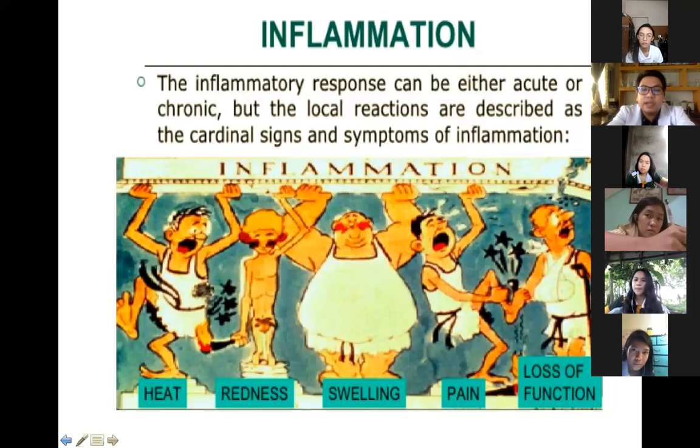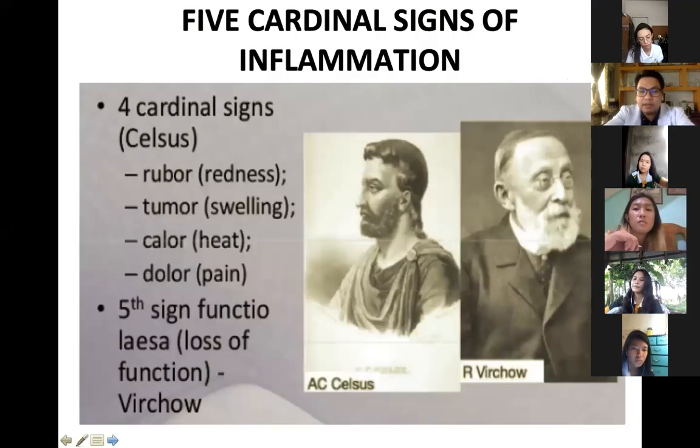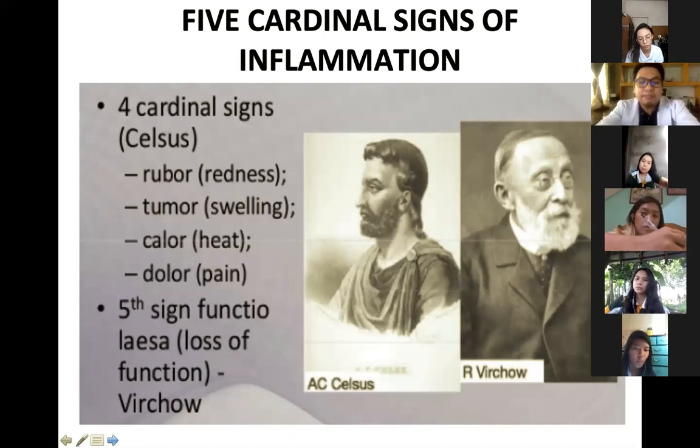It can either be acute or chronic, but the local reactions are described as the cardinal signs and symptoms of inflammation. So we have five. Actually, originally we have four. The loss of function was added recently by Rudolf Virchow. Okay, so four lang siya originally. So we have rubor, tumor, calor, and dolor. Redness, swelling, heat, and pain. The fifth is functio laesa, added by Virchow.